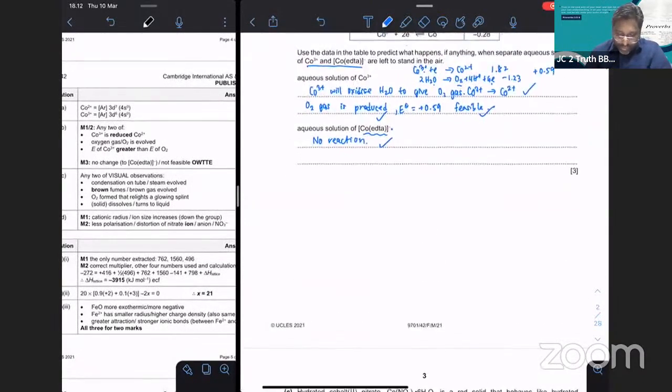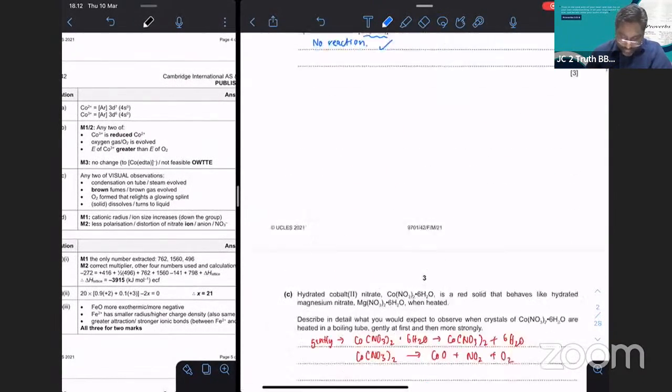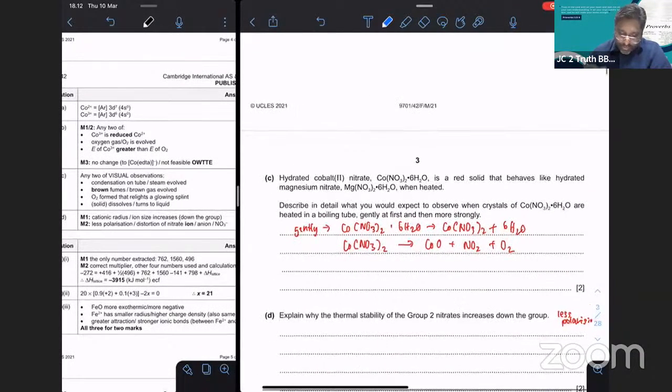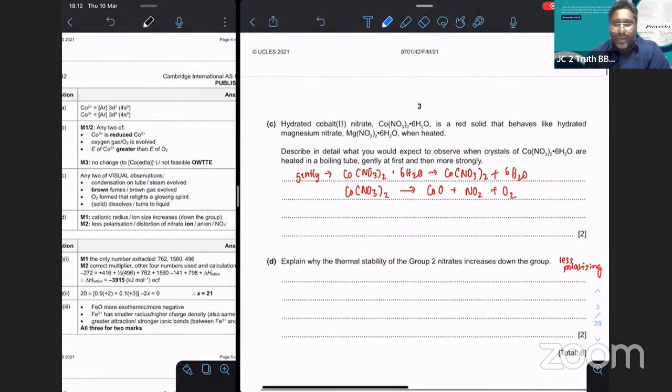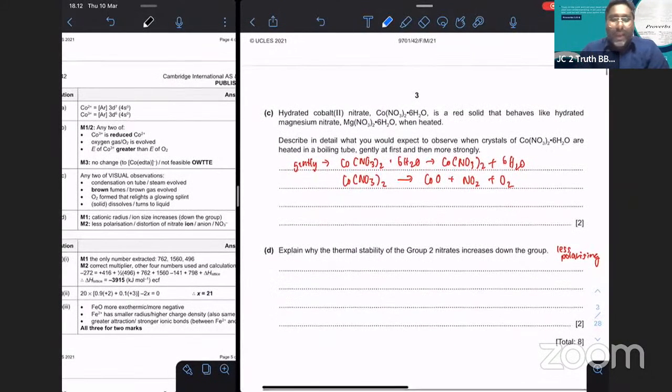Next question is C. They are telling us that hydrated cobalt 2 nitrate is a red solid that behaves like hydrated magnesium nitrate when heated.